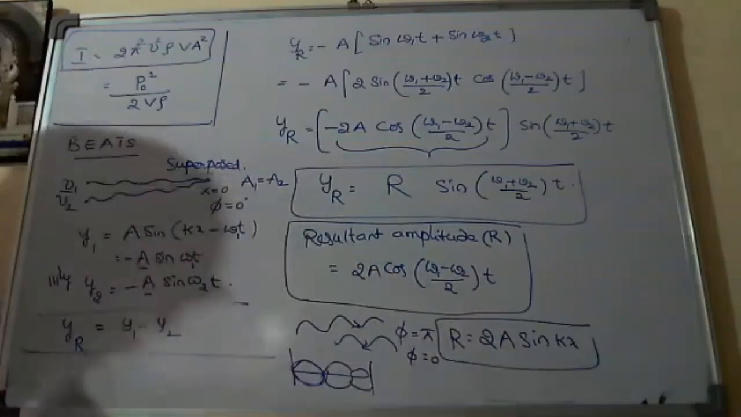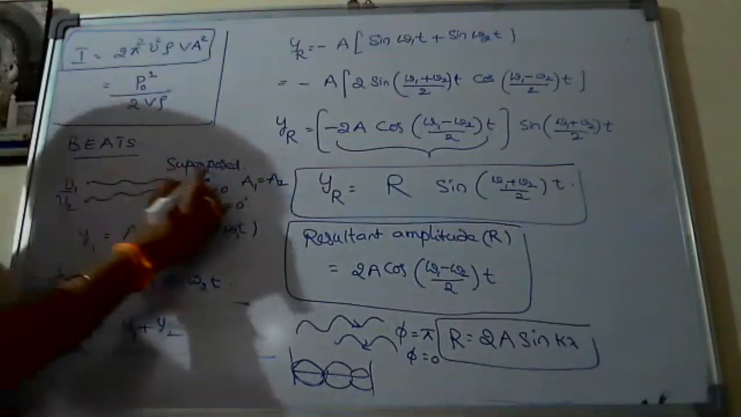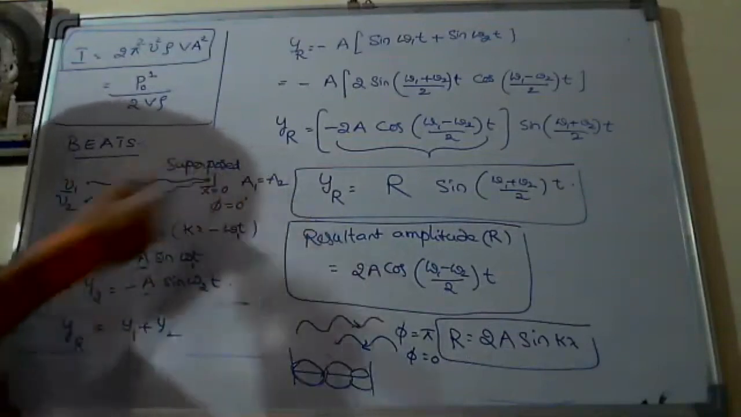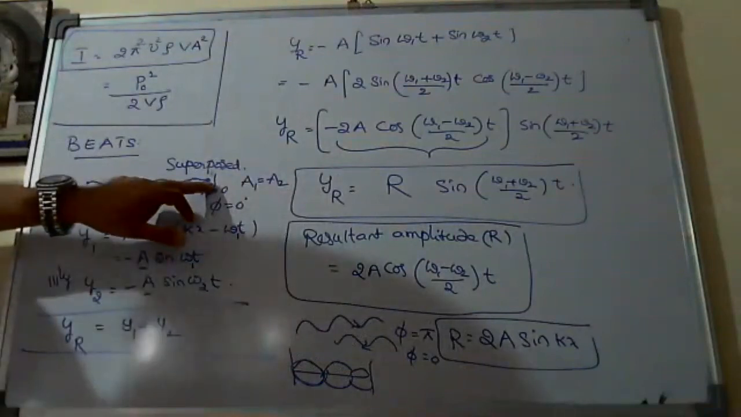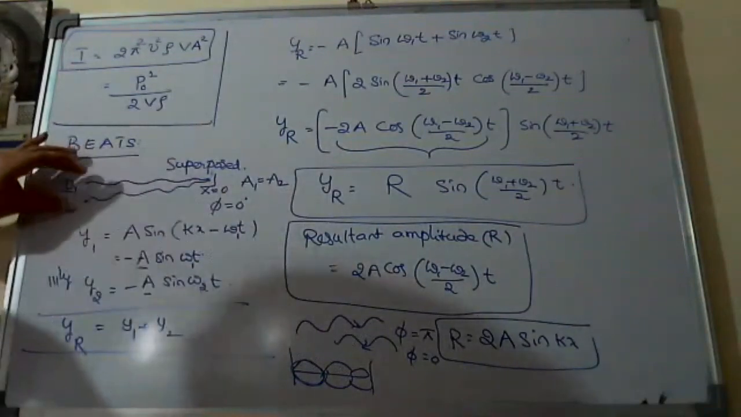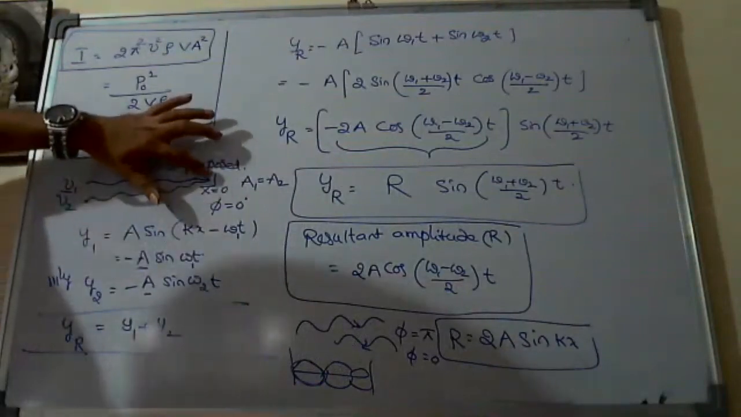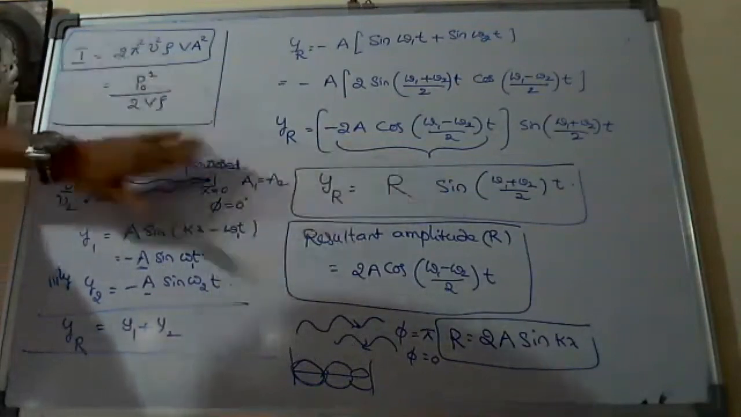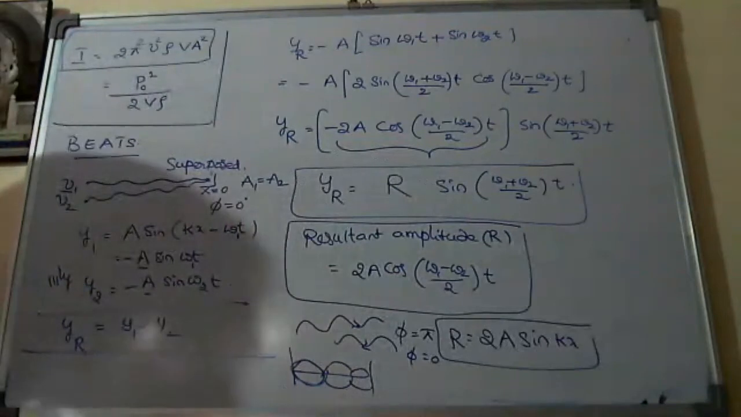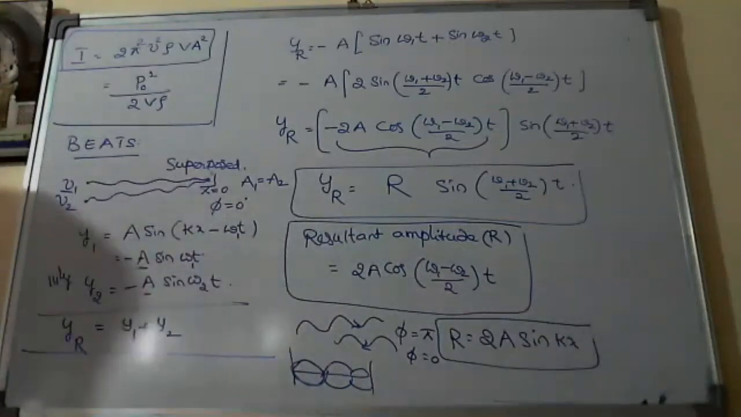Suppose these are two speakers and you put one chair here and sit at that position, not moving your chair. You will hear the combined sound at that point coming from the two speakers. The intensity at the same position will be changing from time to time. That is the third difference, right?